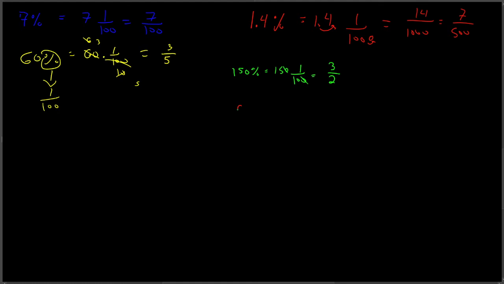Let's do 66 2/3%. Well, that's going to be 66 2/3 times 1 over 100. But what I'll want to do is write this as an improper fraction. So 3 times 66 is 198 plus 2. That's 200 over 3 times 1 over 100. And we can cancel 100 out of each of these and get 2/3.